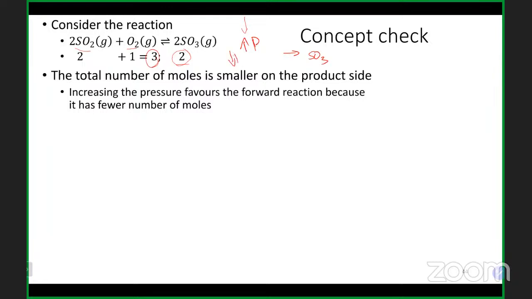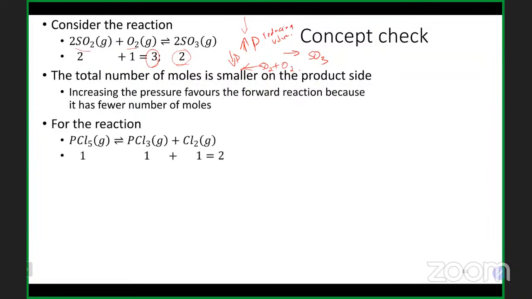and reducing the pressure favors SO2 plus O2. Consider it this way, increasing the pressure means reducing volume.